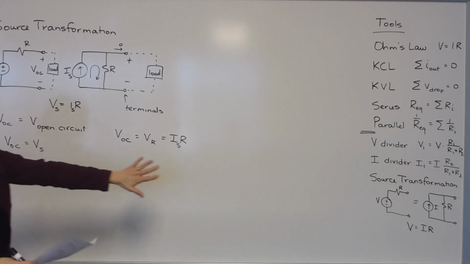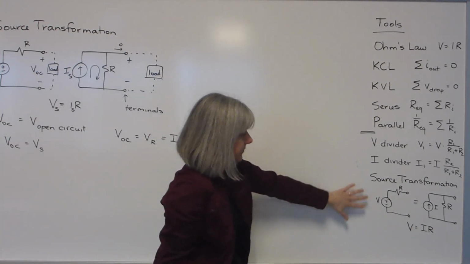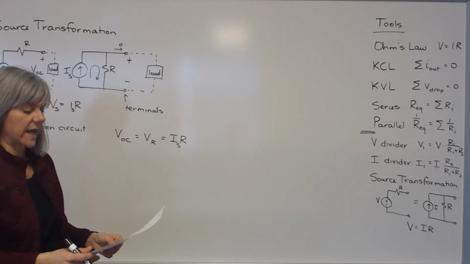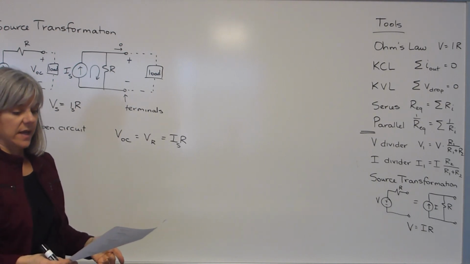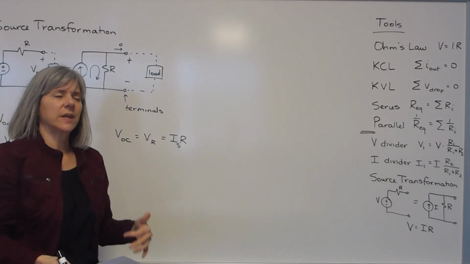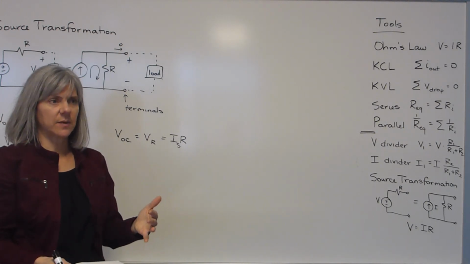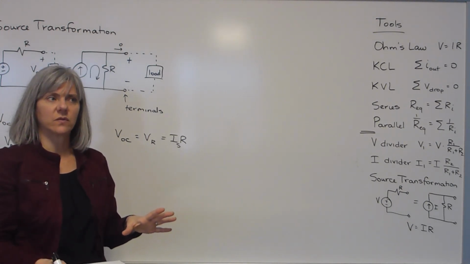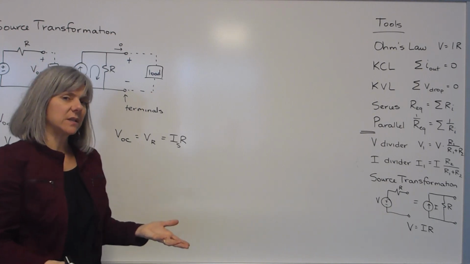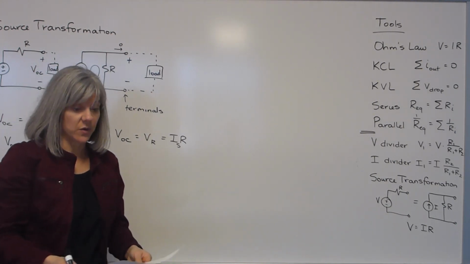Okay, so that's the second thing. So that's over here, source transformation. The last one we're going to look at is delta Y. And this is one that has messy formulas. I don't use it very often in this class. I want you to have seen it. We'll do some examples. I'll show you how you know when it's useful. Again, I don't tend to use it very much, but you need to know.